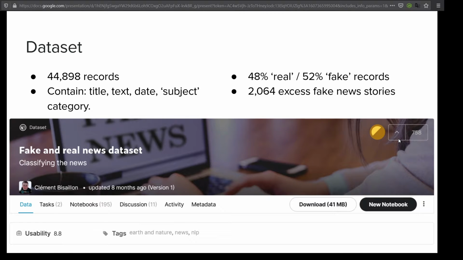For this study, we used a data set that we found on Kaggle consisting of almost 45,000 records. Each record contained the title, text, date, subject, and category for a news story, the category being real or fake. In this data set, it was almost a 50-50 split, i.e. it was balanced, but in this case it was 48% real and 52% fake, which meant we had 2,000 excess fake news stories that we had to drop to make the data set balanced.